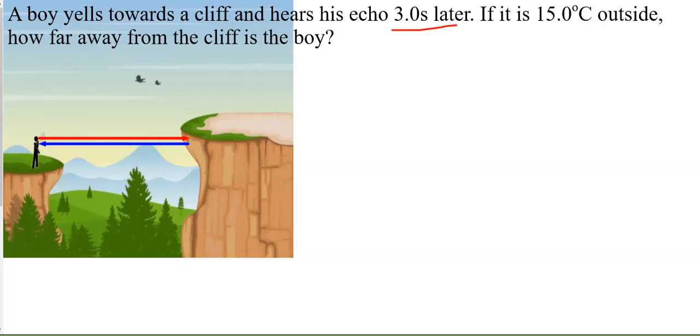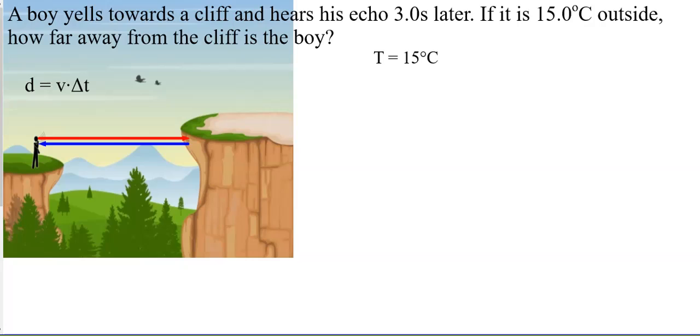We don't know the distance. That's what we're trying to find out. We also don't know what the actual speed of sound is outside, but we do know that the temperature is 15 degrees Celsius. So from that, we can determine what the speed of sound is. First off, we're going to use our basic kinematics equation: distance is equal to speed times time.